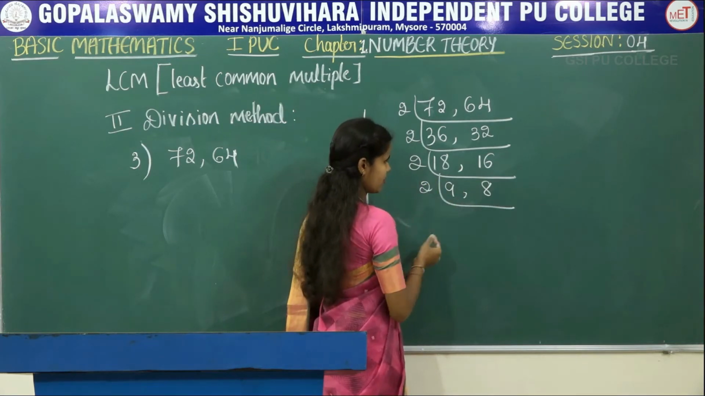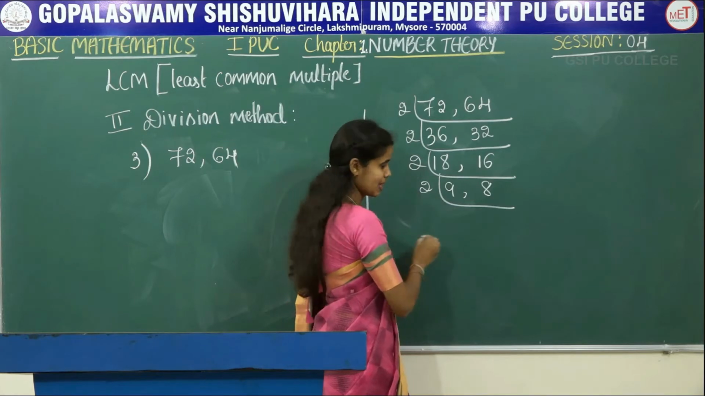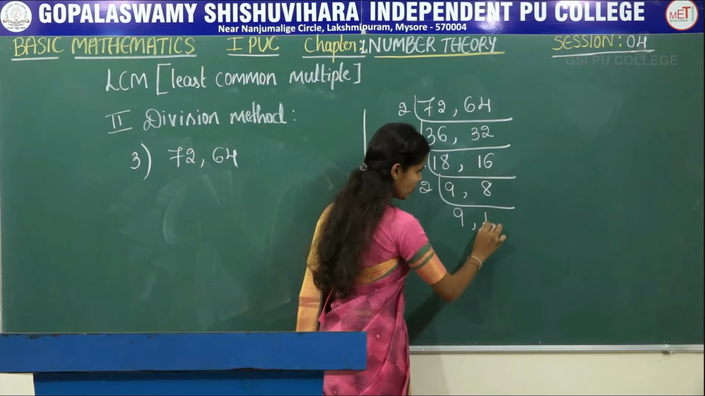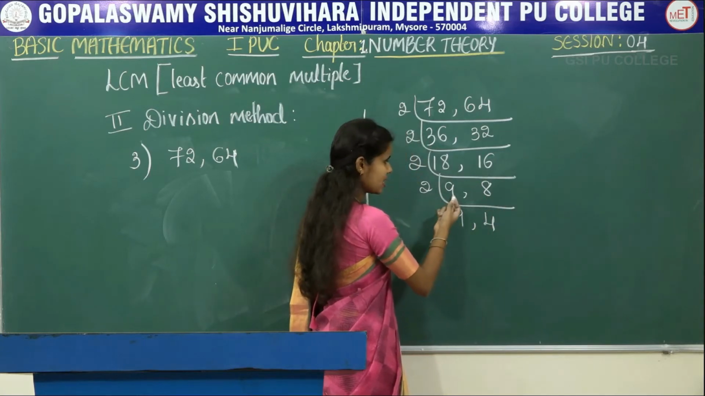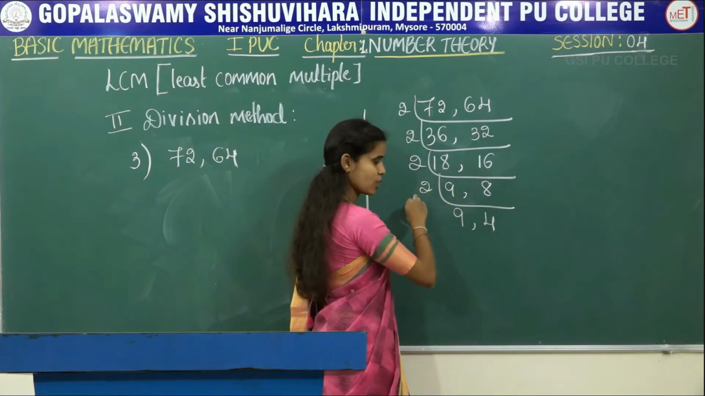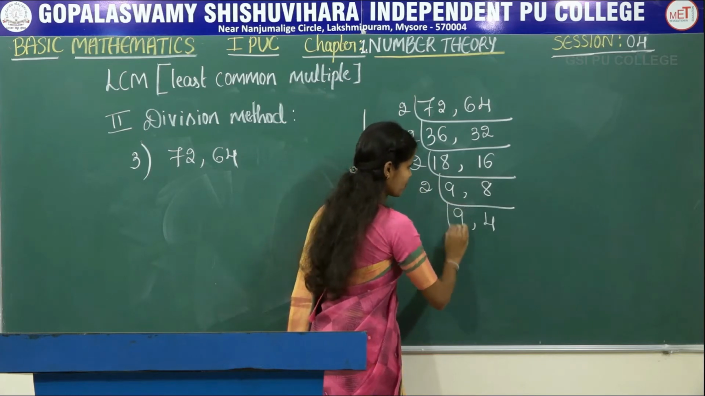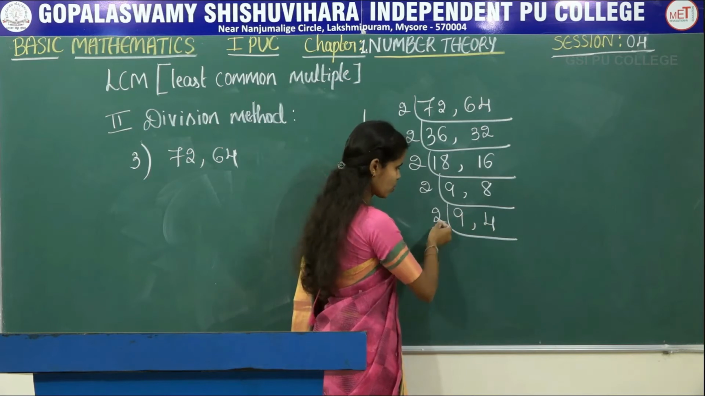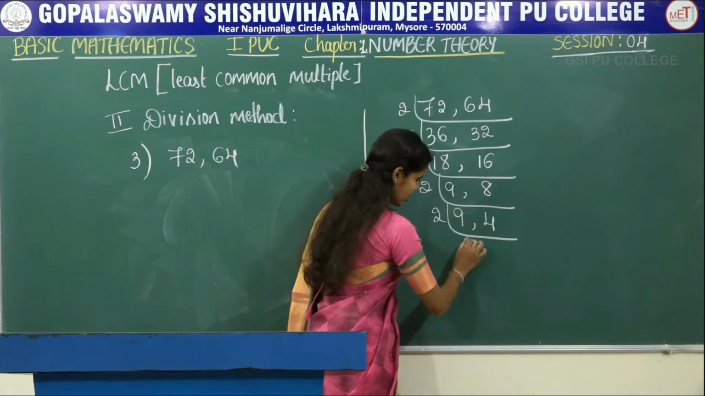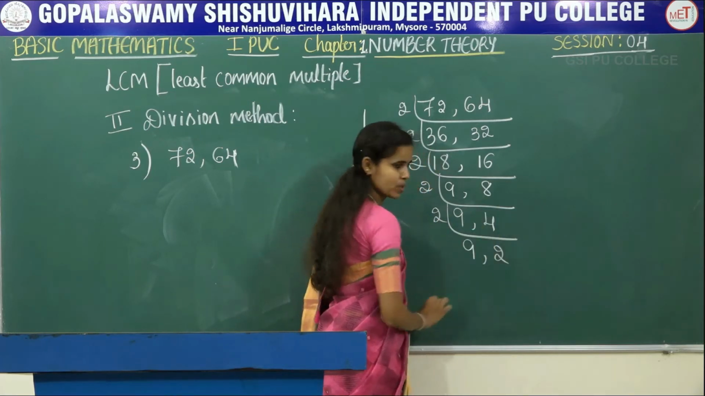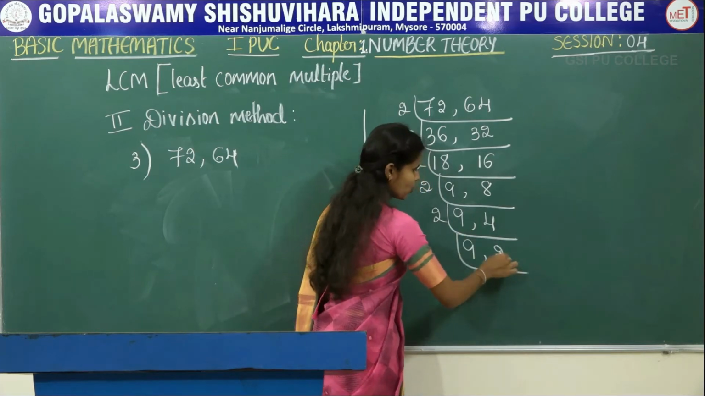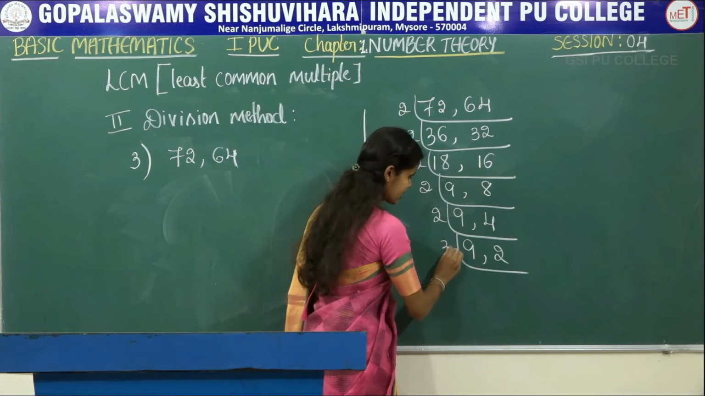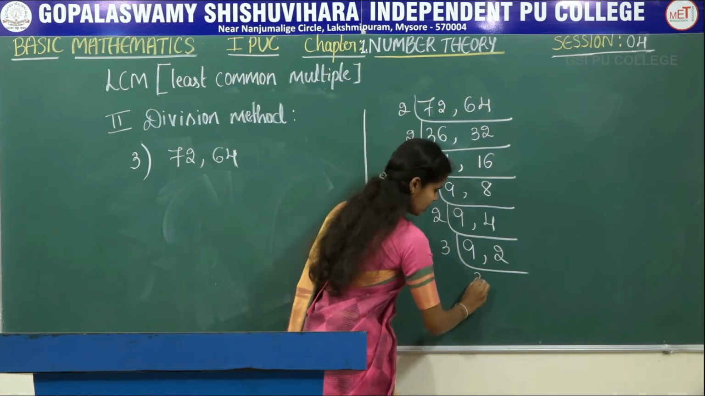Next I consider the next prime number 3. 9 is not divisible by 2, so write it as it is. Here 9 is divisible by 3, so consider either 2 or 3, no problem. Again I consider 2 because 8 is divisible by 2. So write 9 as it is, and 2 fours are 8. Okay. 2 is a prime number but 9 is not a prime number, so divide by a prime number. Next I consider the prime number 3. So 3 threes are 9.